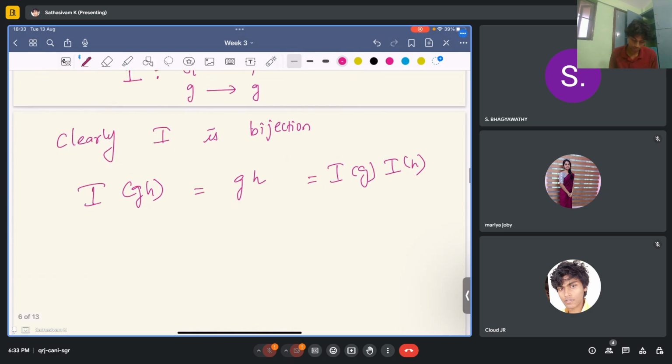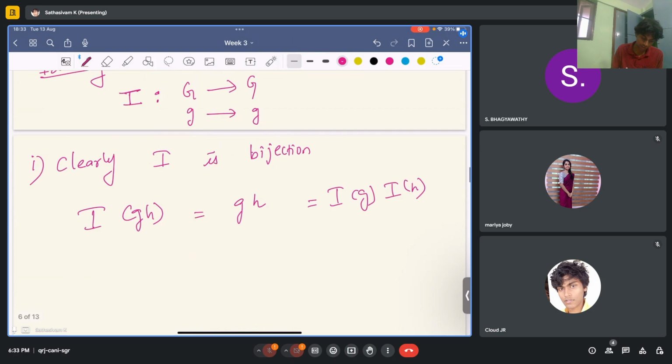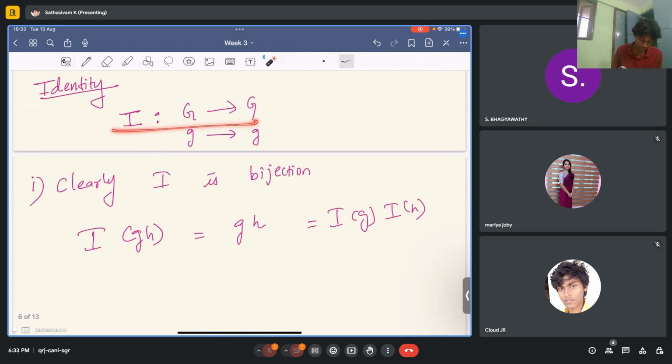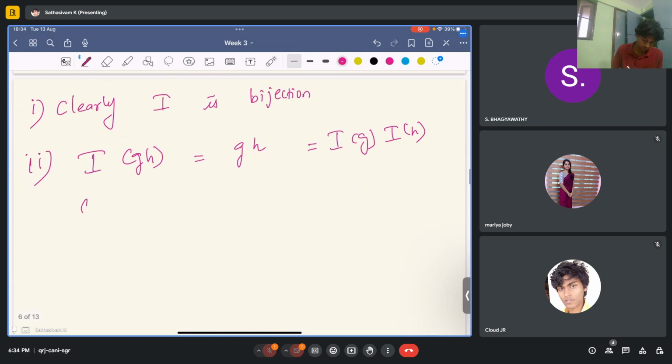So that's all, right? So this is the first property, bijection. Anyway, this is just the identity map. That is always a bijection. The second property is also obvious. Okay. So what we proved is I belongs to automorphism.